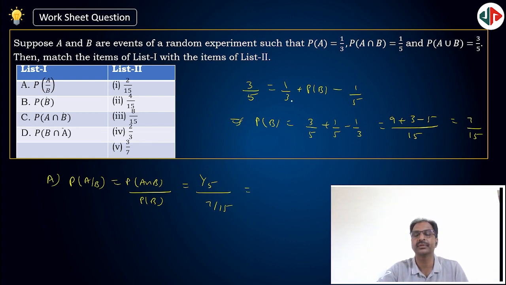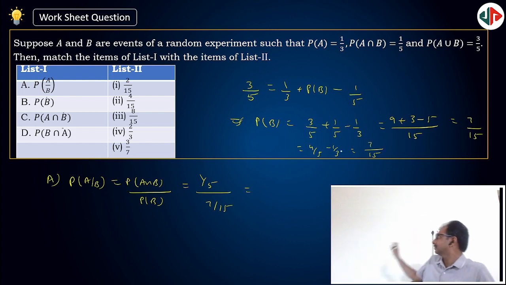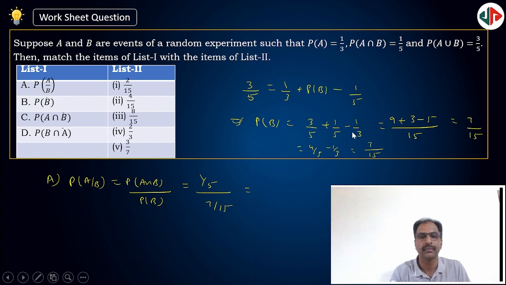P of A union B is 3 by 5, which equals 1 by 3 plus P of B minus 1 by 5. P of B is 3 by 5 plus 1 by 5 minus 1 by 3, which is 4 by 5 minus 1 by 3. LCM is 15: 12 minus 5, 7 by 15. P of A by B is P of A intersection B by P of B. So 1 by 5 by 7 by 15. So 1 by 5 into 15 by 7, which is 3 by 7. So A should be matched with 5.